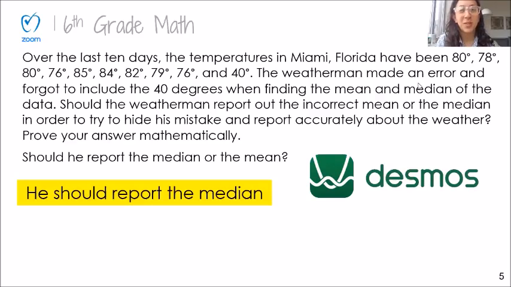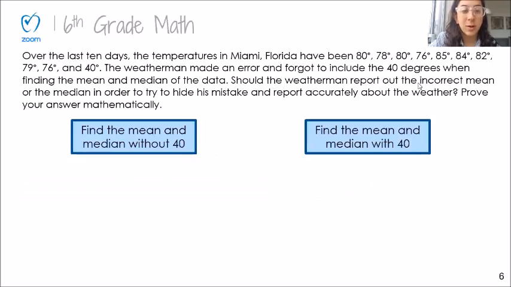Hopefully you said he should report the median. Remember, 40 here is an outlier. So if we take 40 out of the data set, the median is likely to change less and therefore hide his mistake. So we know that based on our key point, but now we have to prove it using math. So we need to find the mean and the median without 40, and then we need to find the mean and the median with 40. Then we can look and see, did the mean or the median change less? We know based on our prediction that the median should change less, but we need to use math to prove it. Let's break this down.